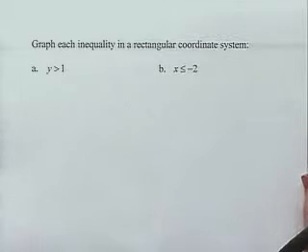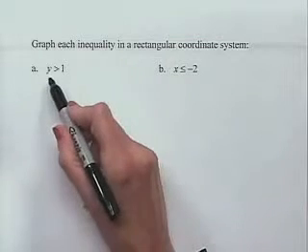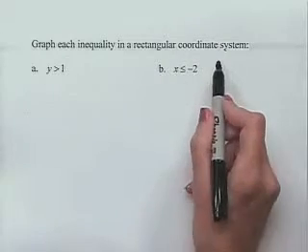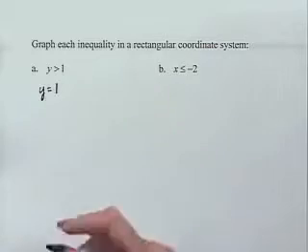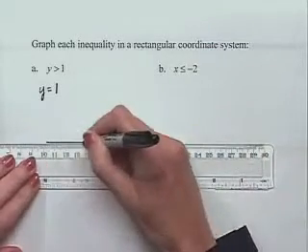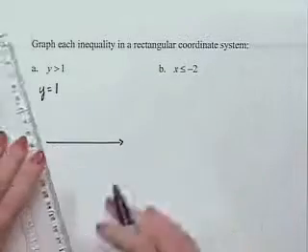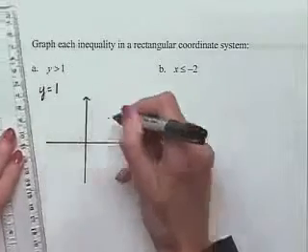Now let's look at two more linear inequalities that we need to graph. Let's graph each inequality in the rectangular coordinate system. Our first one is the inequality y is greater than 1. Even though there's a single variable here, we're told that we're working in the rectangular coordinate system. So when we look at our equation, y equals 1, we want to recognize that as the horizontal line that we can graph 1 unit above the x-axis all the way across.